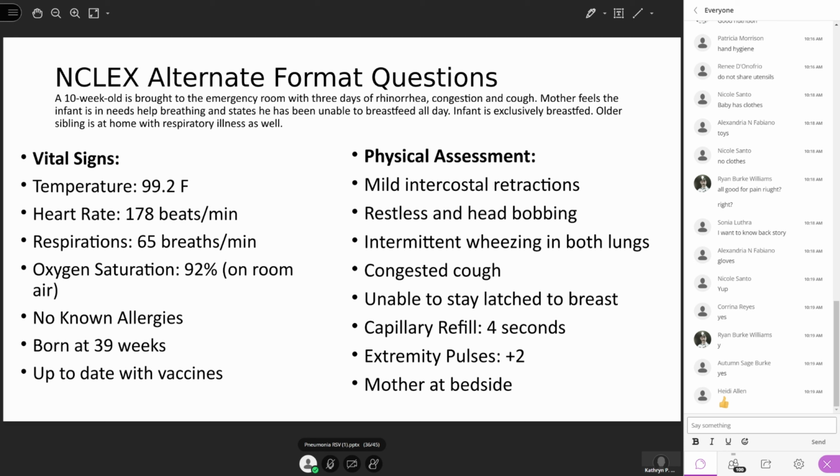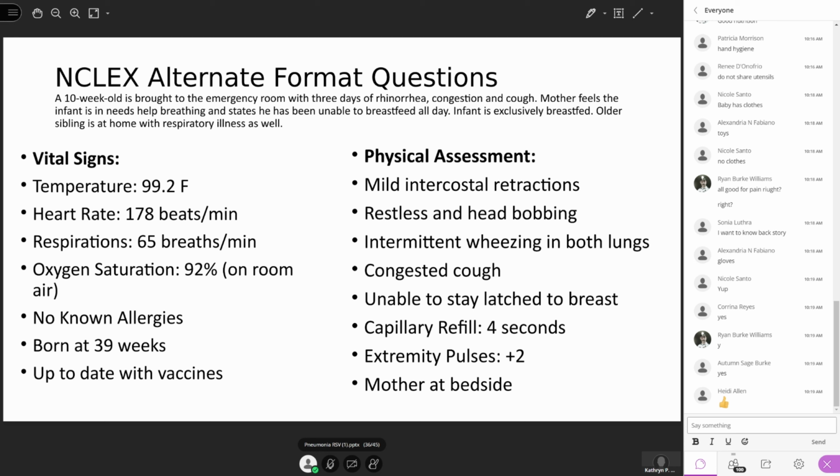So, a 10-week-old is brought to the emergency room with 3 days of rhinorrhea, congestion, and cough. The mom feels that the infant is in need of help breathing and states unable to breastfeed all day. Consider breathing and breastfeeding. If you're stuffy in the nose, you can't do it, right? So the baby's exclusively breastfed. So a challenge for that. The older sibling is at home with respiratory illness as well. So we've kind of already talked about that. Is anybody else sick at home?